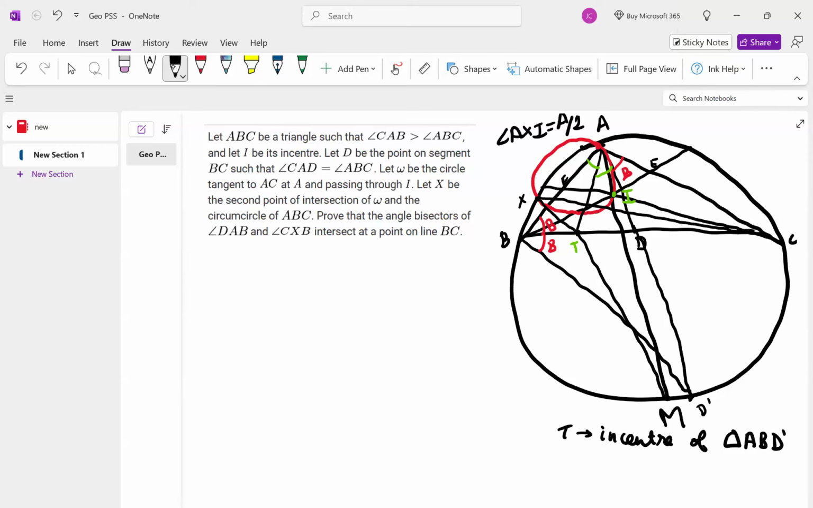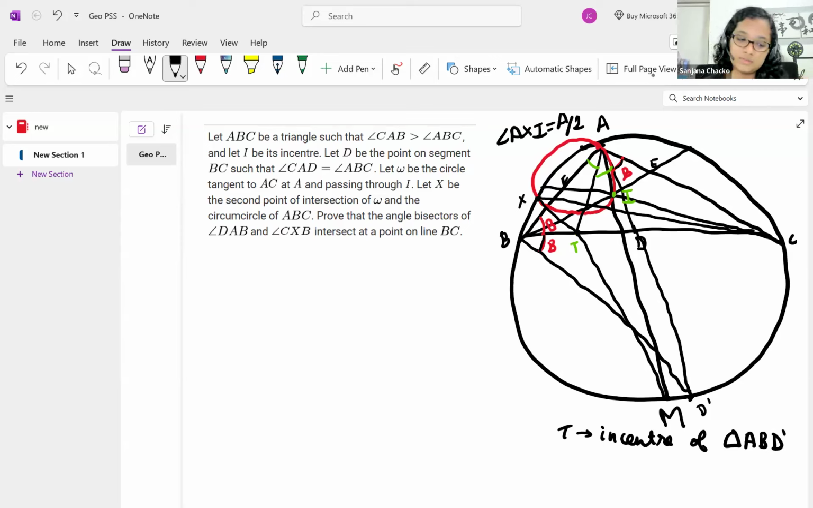Okay, so we define T as the intersection of the angle bisector of ABD with BC. And now what Shreya said is we extend AD to meet the circumcircle at D dash. So we already have that angle DAC is B, so the angle D prime BC must also be B. This angle and this angle. Oh, yes, so we have two angle bisectors, so it has to be the incenter.